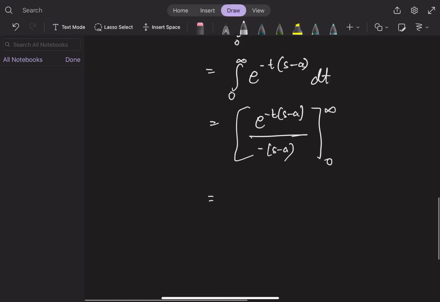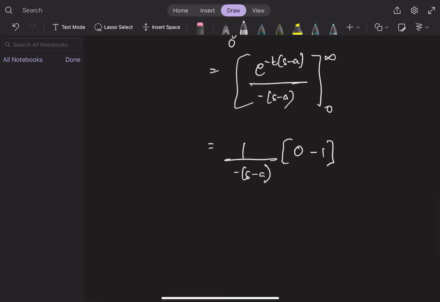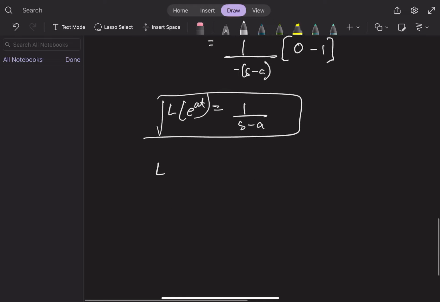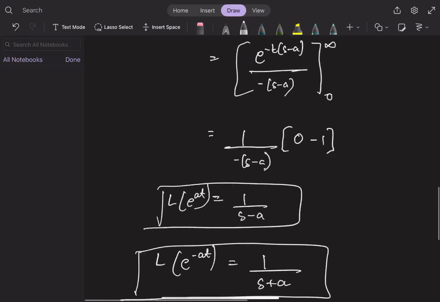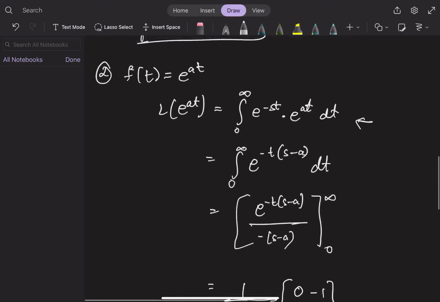Again, I'm going to take out the constant, 1 by minus of (s minus a). Inside it, when you put infinity, you'll get 0, and when you put 0, you'll get 1. So this becomes 1 upon s minus a. So this is L of e raised to at. Similarly, if you have L of e raised to minus at, this will become 1 upon s plus a. You just need to remember these formulas, but if you want, you can try and put this in the equation and check.